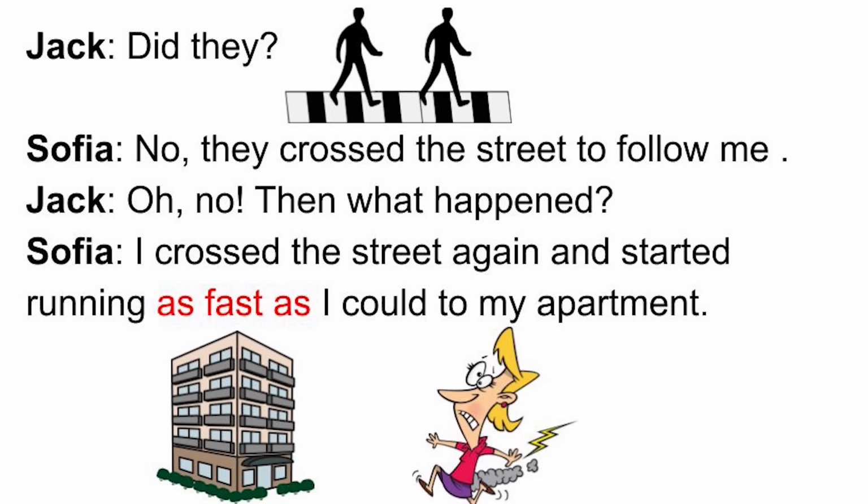My apartment. And started running as fast as I could to my apartment. Again, with apartment, you have the T in the middle, it's a stop T. And at the end, you can pronounce the T and say ment, apartment, or make it a stop T too and say apartment. Both are correct. Now, all together. I crossed the street again and started running as fast as I could to my apartment.